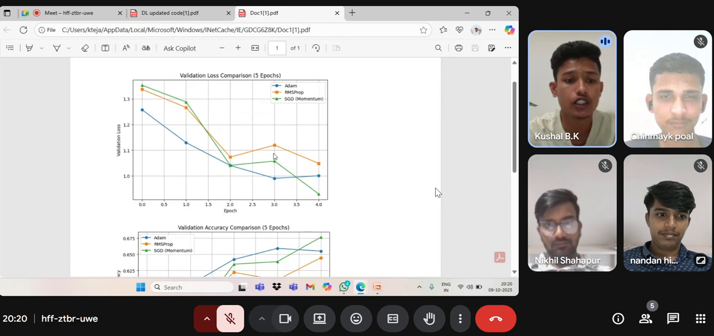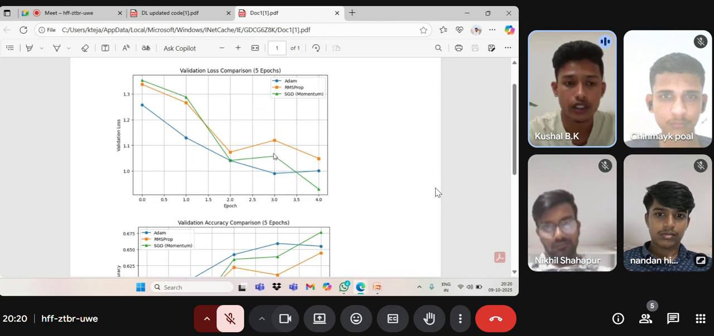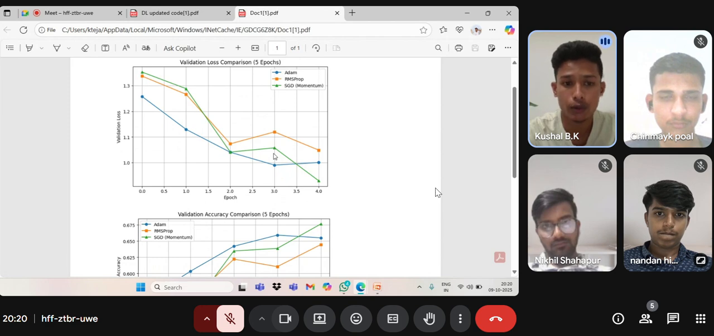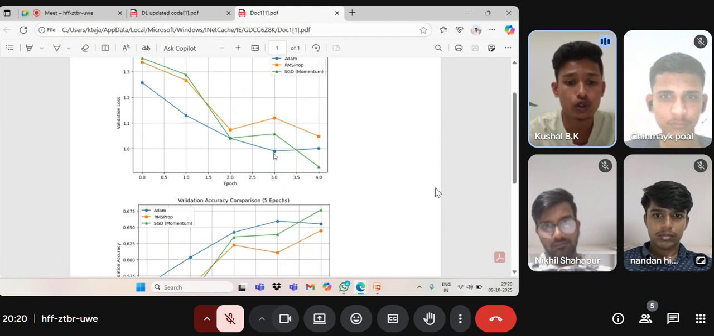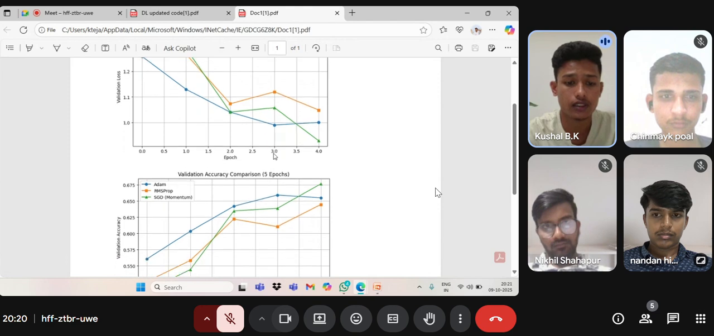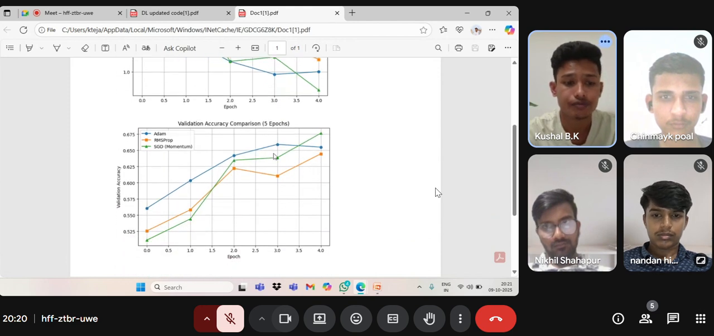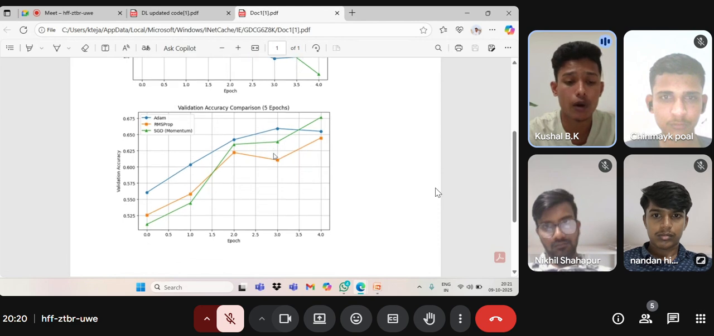And this is the validation loss over the epochs. We have taken 5 epochs for each: the Adam optimizer, RMSProp, and SGD with momentum. This is the loss function. The blue line shows the loss of the Adam optimizer, the orange is RMSProp, and the green is SGD with momentum. Validation accuracy comparison of RMSProp and Adam optimizer. These are the results.